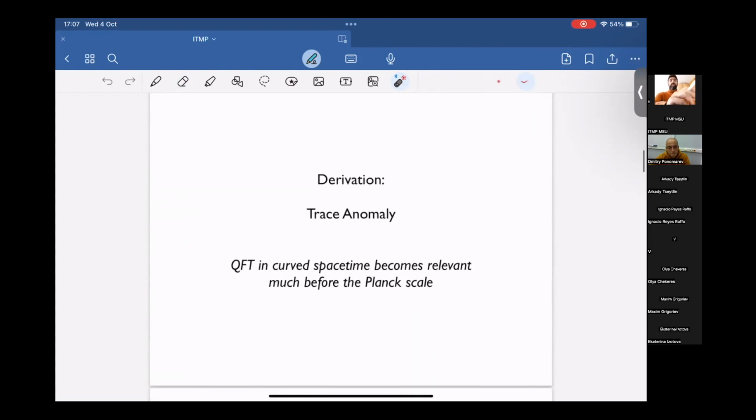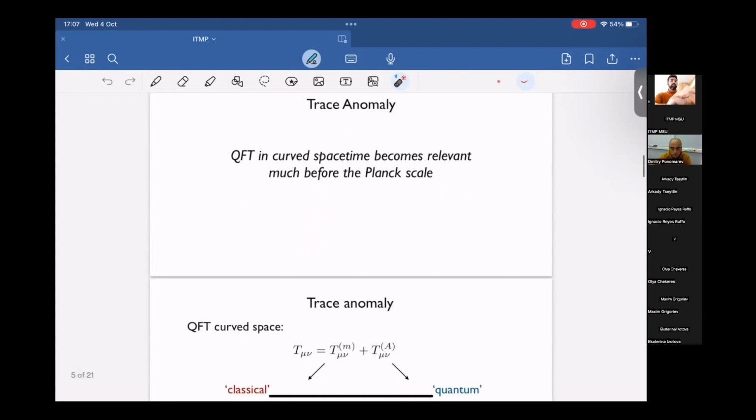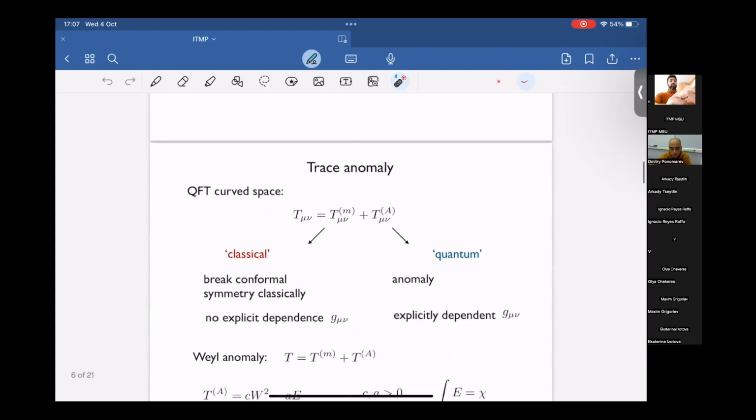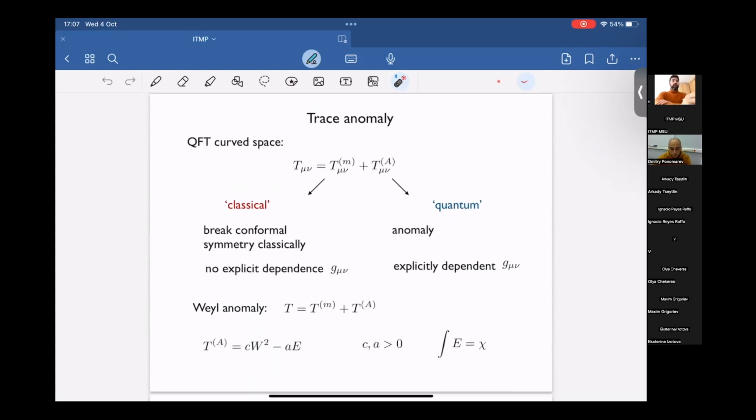The derivation is very simple. I'm only going to use the trace anomaly in 4 dimensions. The punchline is going to be that quantum field theory in curved spacetime becomes relevant much before you reach the Planck scale. There are interesting things that happen much before you reach those densities. So now let me come back to, I think, part of your question.